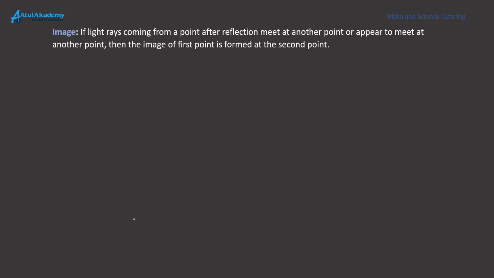Let's talk about the image. You would have seen your image daily in the mirror in your house. So let's talk about what an image is. If light rays coming from a point, after reflection, meet at another point or appear to meet at another point, then the image of the first point is formed at the second point. Understood or no?